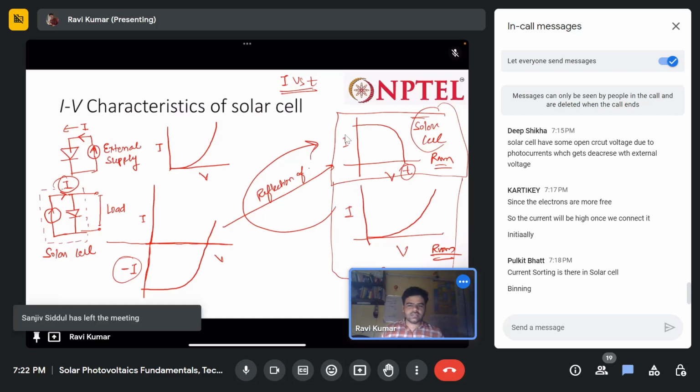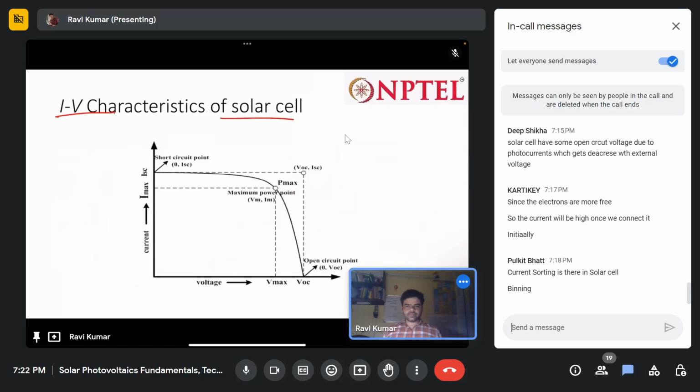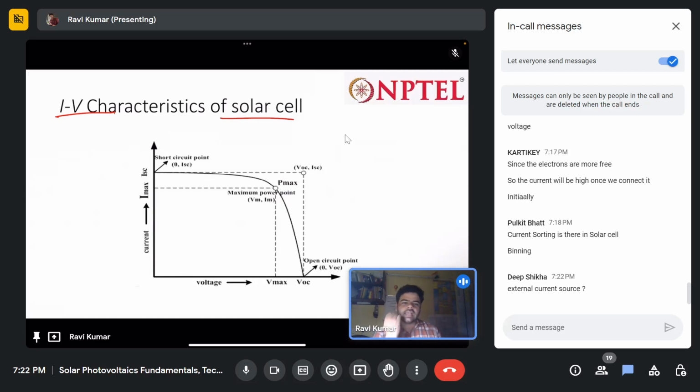Any question here? No. This is the IV characteristics of a solar cell. There is no external current source. A solar cell is a current source already.